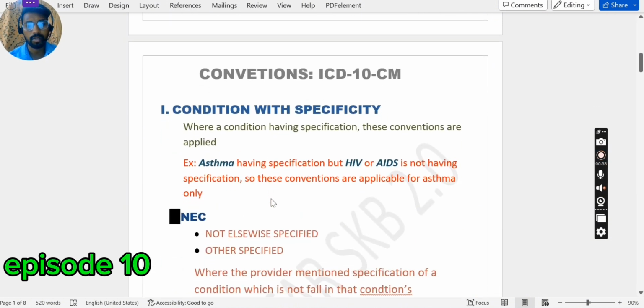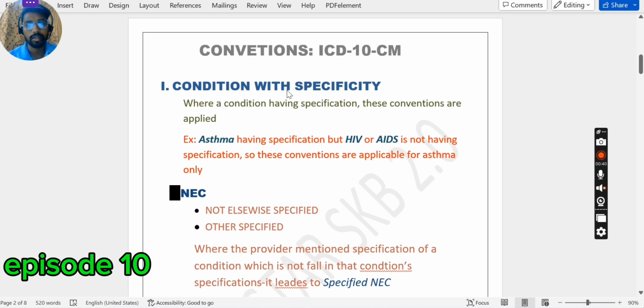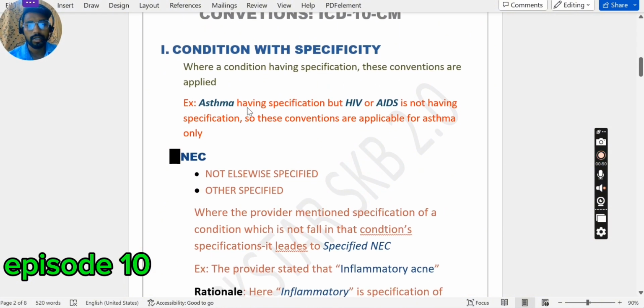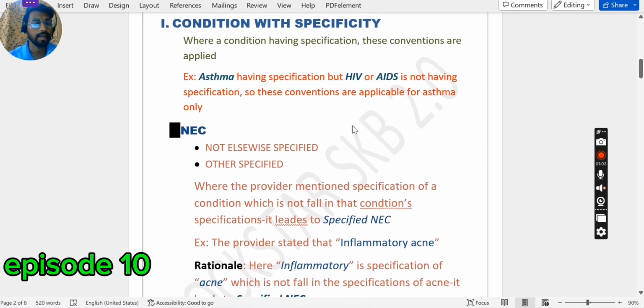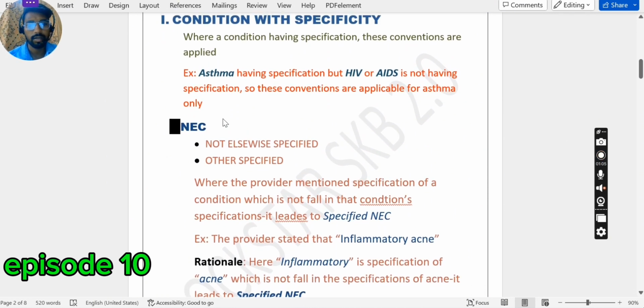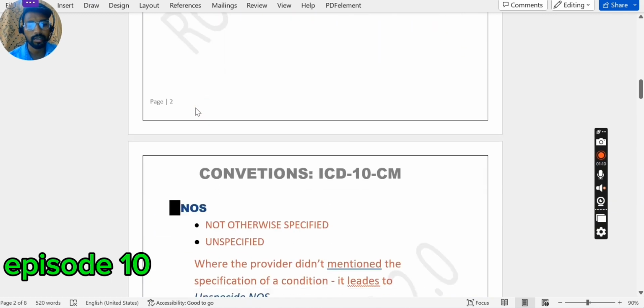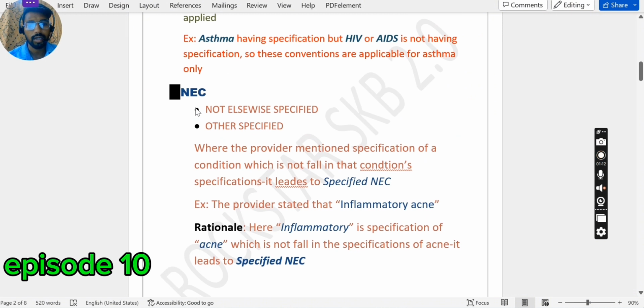First I will go by condition with specificity, where a condition has specifications, and these conventions will be used. For example, asthma has specifications, but HIV or AIDS does not have specification. So these conventions are only applicable for asthma, not for HIV or AIDS. Based on this, we have two conventions. The first one is NEC and the second one is NOS.